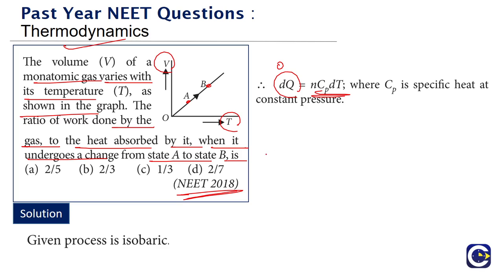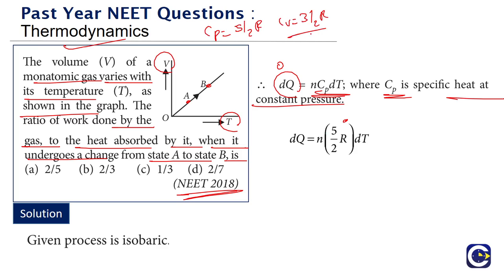For an isobaric process of an ideal gas, the small heat exchange dq will be equal to n Cp dT, where Cp is the molar specific heat capacity of the gas at constant pressure. Since it is a monoatomic gas, the Cp value will be 5 by 2 R. Already we have talked about it. So for the monoatomic, Cp will be equal to 5 by 2 R and Cv will be equal to 3 by 2 R. At least for the monoatomic and diatomic, we must be able to remember them.